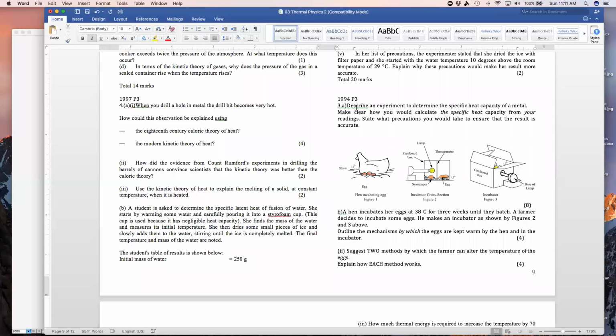I want to start with this question. It's a 1994 question, paper 3. The first part starts out pretty straightforward. Describe an experiment to determine the specific heat capacity of a metal.